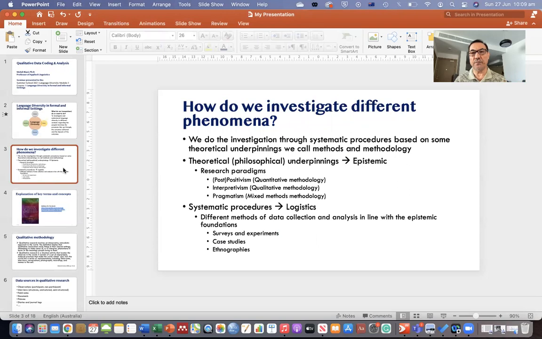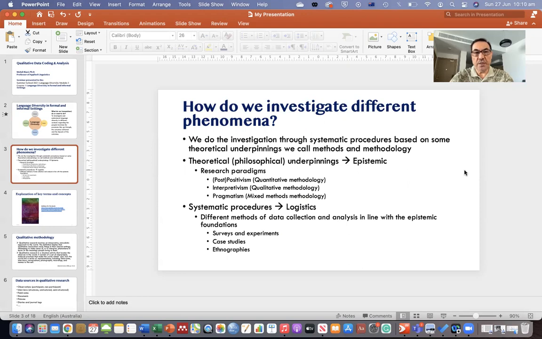methodology. In other words, in order for our procedures to be systematic, we need to have certain methodology and also follow particular methods. The theoretical philosophical underpinnings, which are usually epistemic, meaning that researchers look at phenomena from different perspectives, and therefore they have an epistemic perspective on what they are going to study. And this usually is dealt with in terms of research paradigms. Generally speaking, we know that researchers usually talk about three research paradigms.